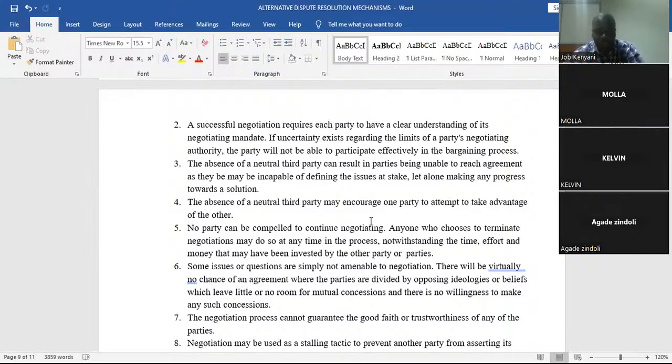The absence of a neutral third party can result in parties being unable to reach an agreement, as they may be incapable of defining the issues at stake, let alone making any progress towards the solution. The absence of a neutral third party may encourage one party to attempt to take an advantage over the other, the employer over the employee. No party can be compelled to continue negotiating. Anyone who chooses to terminate the negotiations may do so at any time.